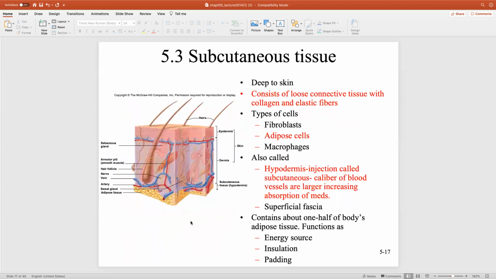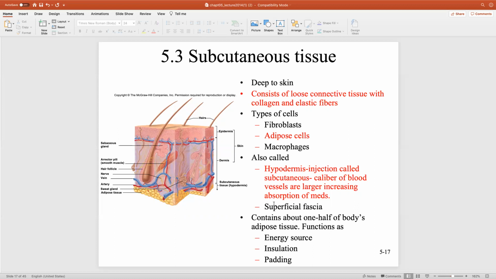Now the subcutaneous tissue is the deepest layer of the integument. It's made out of a lot of fat, consists of loose connective tissue of collagen, lots of elastic fibers, and lots of adipose cells. This is also called the hypodermis. The blood vessels here are very large. Because they're so large, when we introduce medicines here, they have greater ability to be picked up into the bloodstream and be incorporated into your blood. That's why we have these subcutaneous injections that are very common.